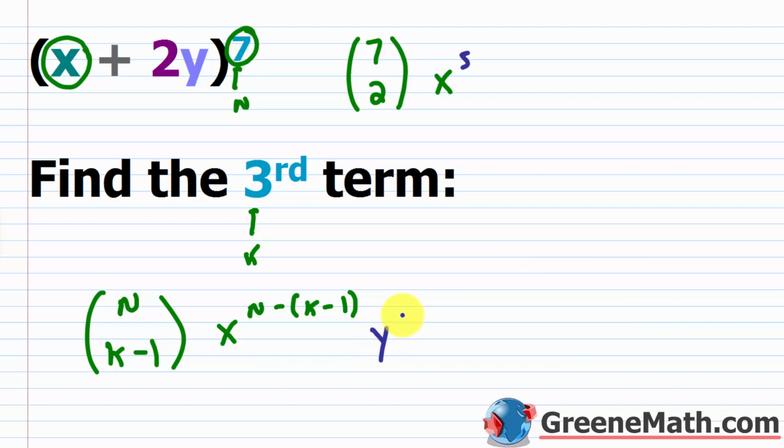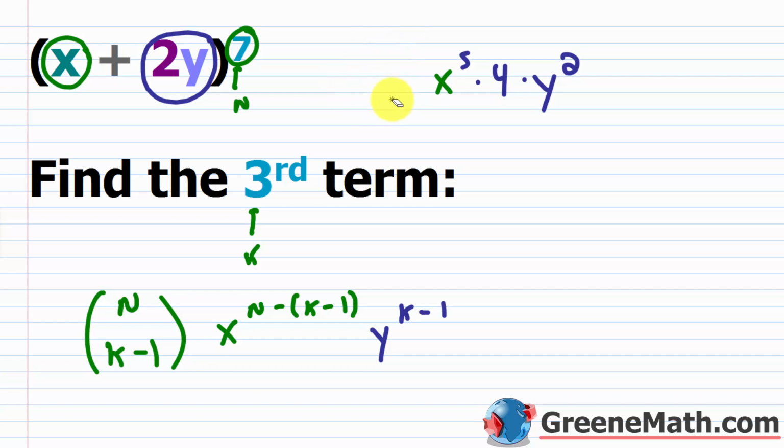Then we would have y raised to the power of k minus 1. In this case, for our y, our stand-in is 2y. So you have to take whatever's in that second position and do this to it. So it's times 2y raised to the power of k, which is 3, minus 1. So 3 minus 1 is 2, so this would be squared. If I square 2, I get 4, and if I square y, I get y squared. So this would be 4y squared. And then I have 7 choose 2. You punch that into your calculator, you get 21. So you'd have 21 times 4, which is 84. So you'd have 84x to the 5th power y squared.